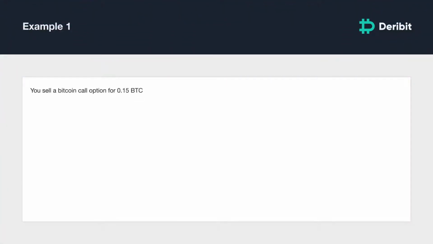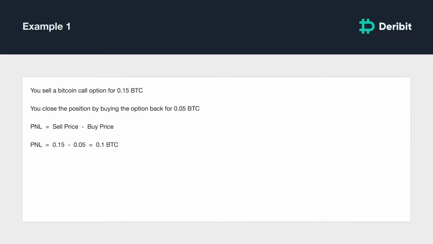You sell a Bitcoin call option and collect a premium of 0.15 BTC. Several weeks later, the option has lost some value and currently has a best ask of 0.05 BTC. You decide to close this position by executing a buy order at the available price of 0.05 BTC. In this scenario, your profit and loss is what you sold the option for minus what you bought the option for. If your sell price was 0.15 BTC and your buy price was 0.05 BTC, it's simply 0.15 minus 0.05, equaling out to 0.1 BTC. Your position therefore made a total profit of 0.1 BTC.